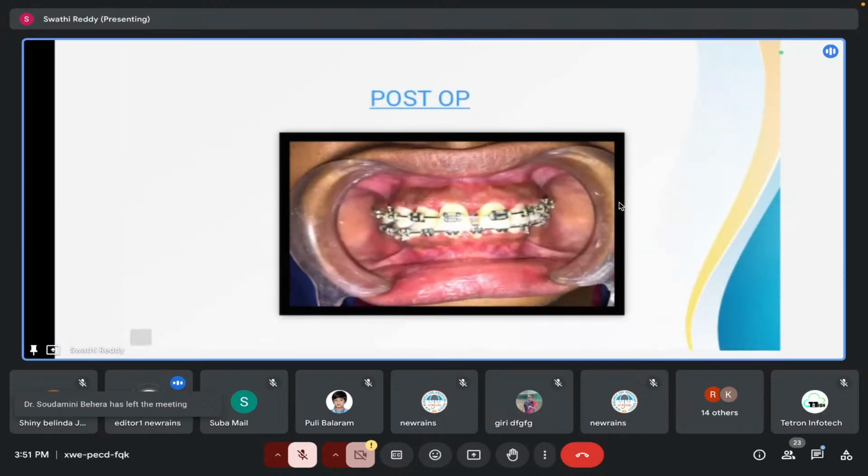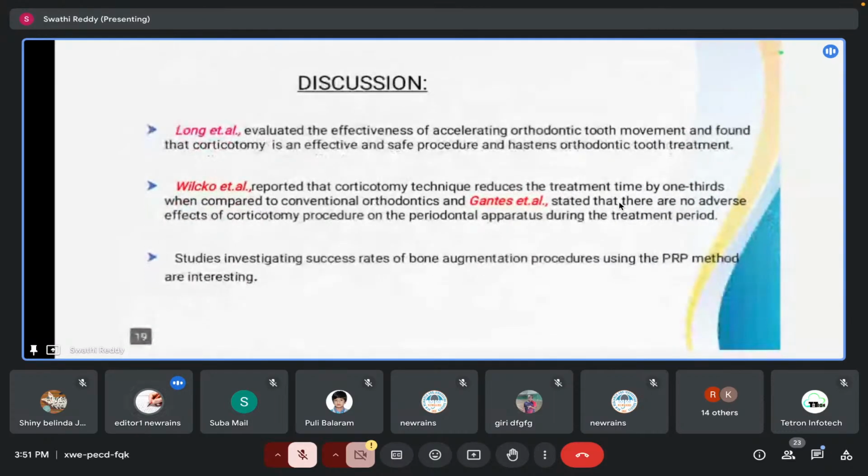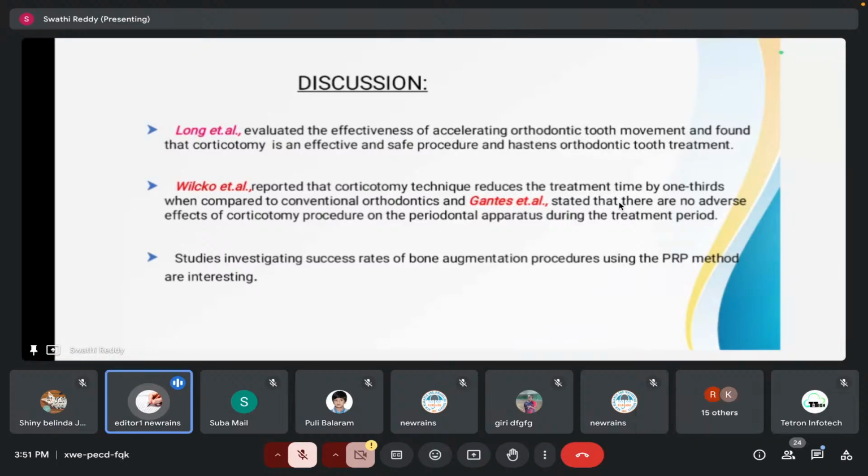And this is the post-operative picture. After administering the platelet-rich plasma, we have improvement. The result showed rapid active movement, where the completion of the procedure took only around 6 months rather than 9 months. Moving on to the discussion, there are a lot of studies that have been done on decortication procedures. Among them, one of the main authors is Long et al., who evaluated a study on the effectiveness of accelerated orthodontics. Please go to conclusion.